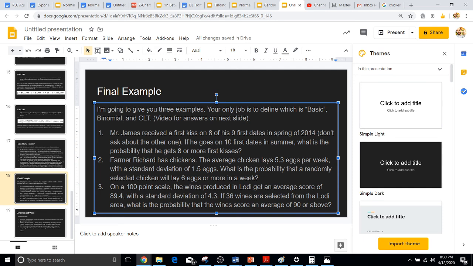So we're comparing averages. Anytime that you are comparing averages, we're talking about Central Limit Theorem, which is why this one is CLT. That is actually going to conclude this video.